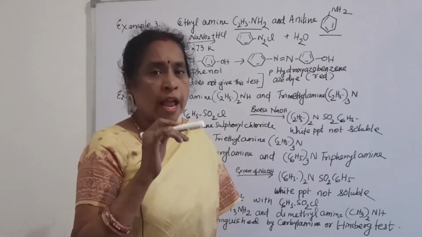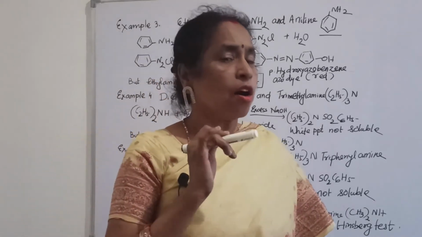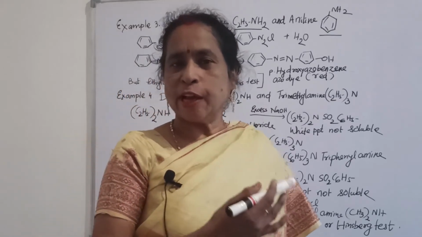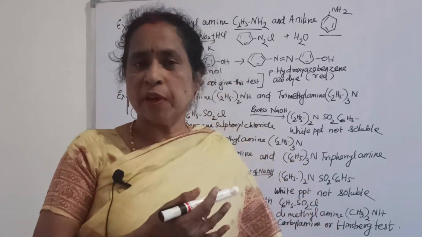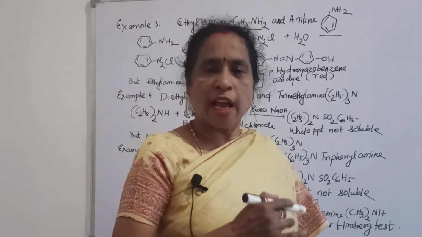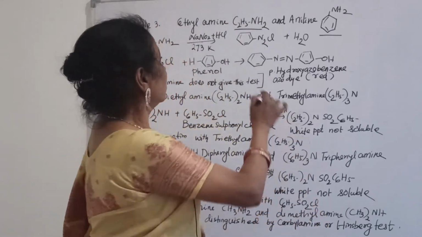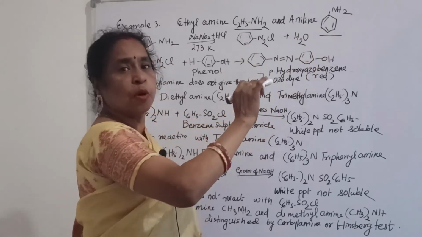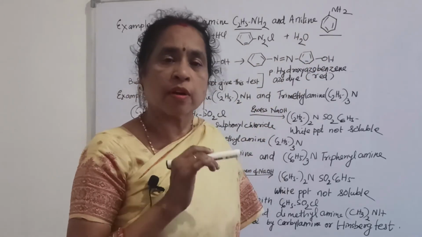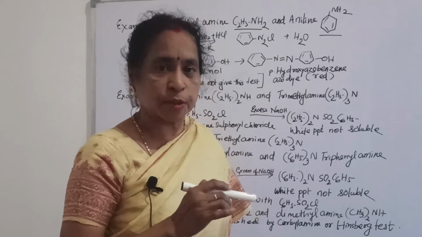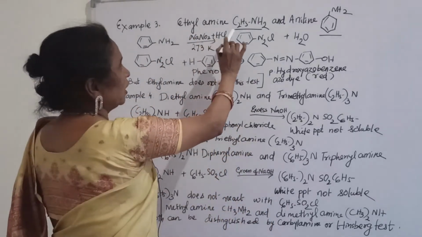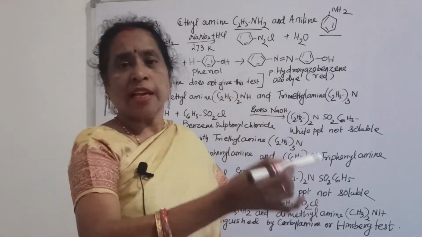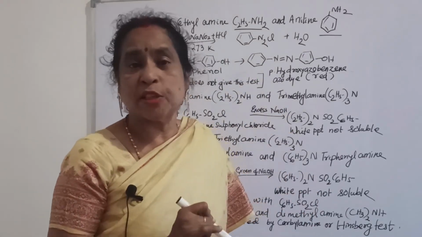We know any aliphatic or aromatic primary amine will react with chloroform and KOH, that is ethanolic KOH, that is called Carbylamine test. Here both C2H5NH2 and aniline will give positive test for Carbylamine, that is a foul smell. Then how can we distinguish between ethylamine and aniline? Here only possible by the azo dye test.